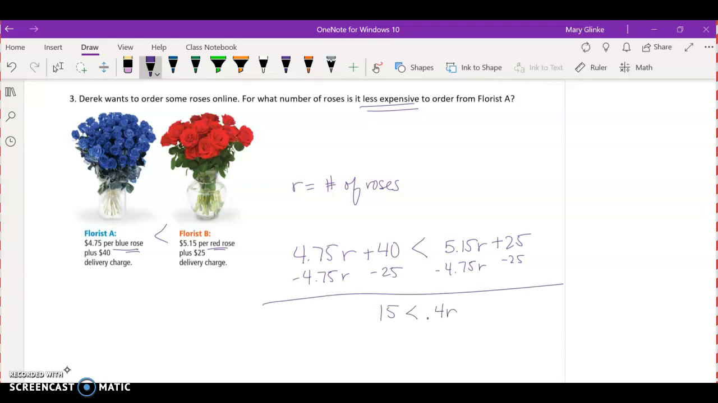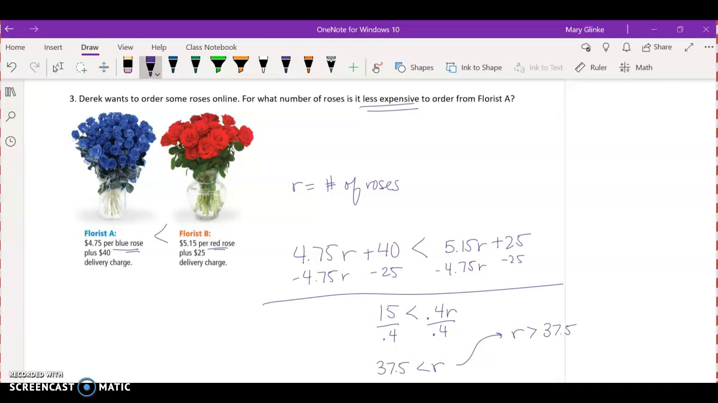I get 15 is less than 0.4R. So to solve for R, I'm going to divide by 0.4 on both sides. Since it's a positive, I don't have to worry about switching signs or anything. I get 37.5 is less than R. Which means if I were to try and compare it the other way, I want my roses to be more than 37.5 in order for this to be the case.